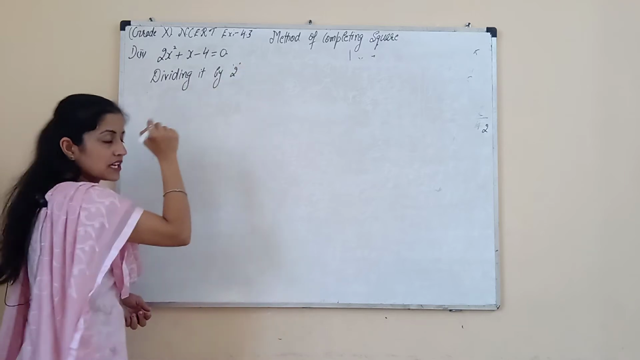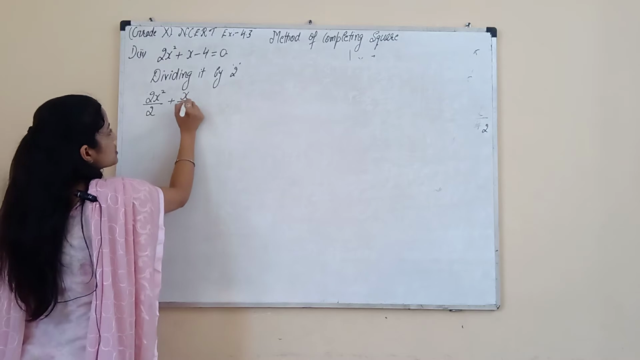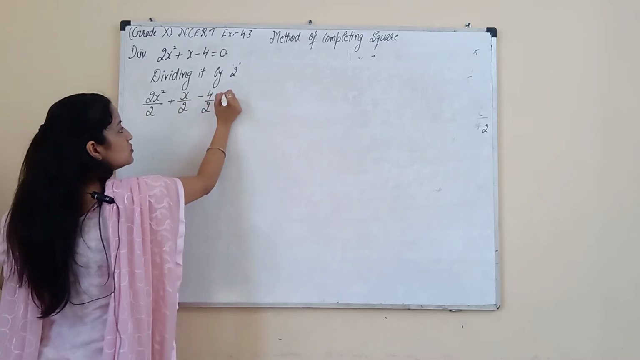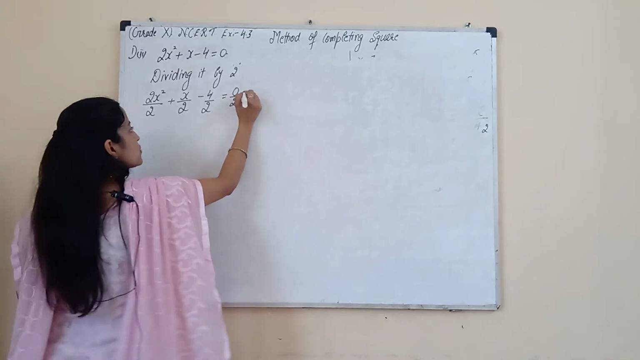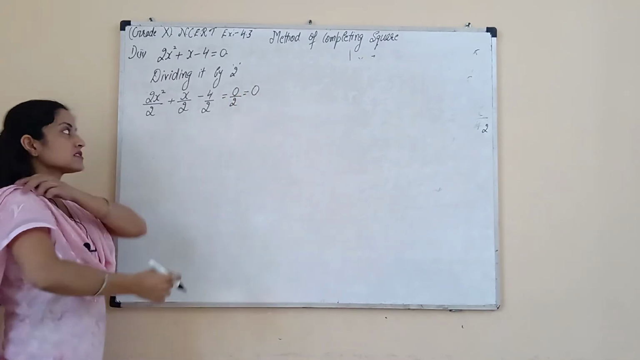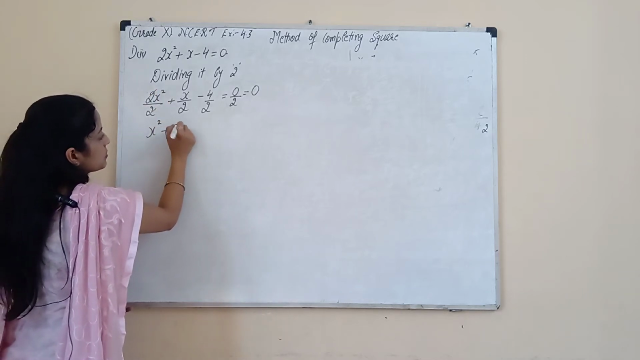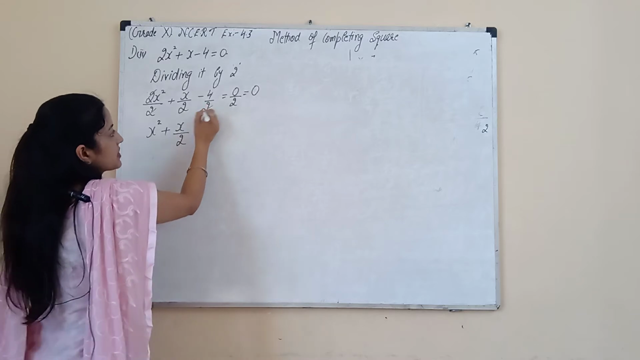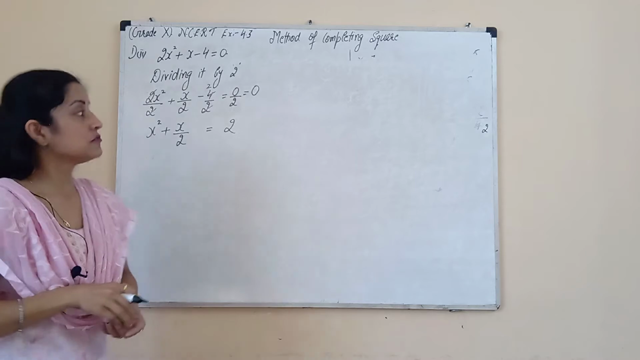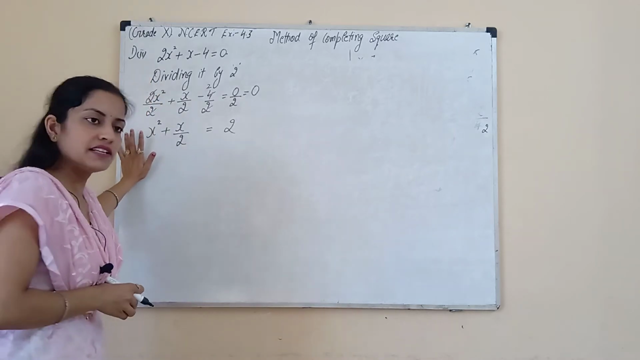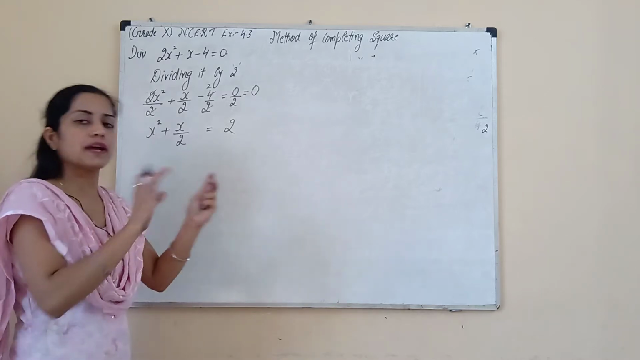On both sides it becomes 2x square upon 2 plus x by 2 minus 4/2 equals 0/2. You can also write it as 0, that is your choice, because 0/2 is always 0. Done. So next, 2 and 2 cancel. It becomes x square plus x by 2. After cancellation it becomes 2, and we take it to the right side. First step is complete. Our second step is to add a term.